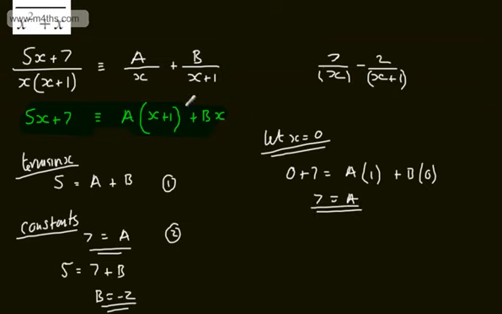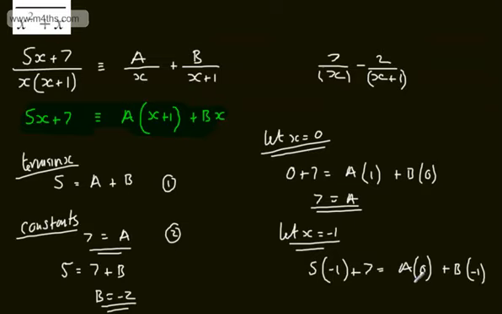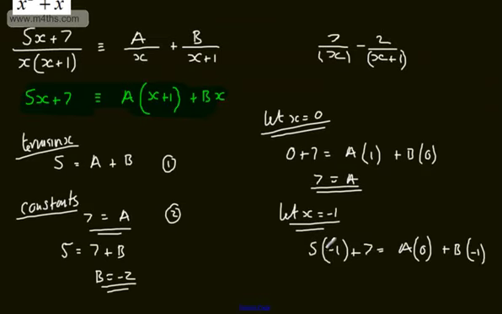So I'm looking for values that are going to set these brackets to 0. So for example, if I had x minus 3, I would sub in now 3. So let's do the next one. We'll say let x be equal to minus 1. So if I let x be equal to minus 1, 5 lots of minus 1 plus 7 on the left hand side will be equal to a. As soon as I stick minus 1 in, that will now set the bracket to 0 and therefore eliminate a, plus now b lots of minus 1. So what do we end up with from here? We can see now that this is minus 5 plus 7, which is going to give me 2, and that's equal to minus b, so b is equal to minus 2.